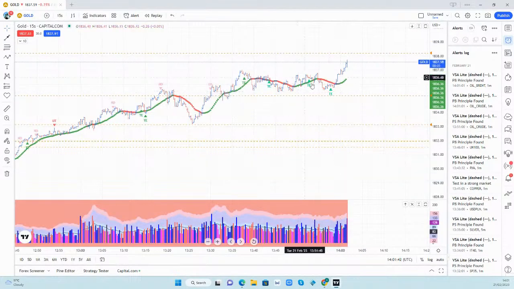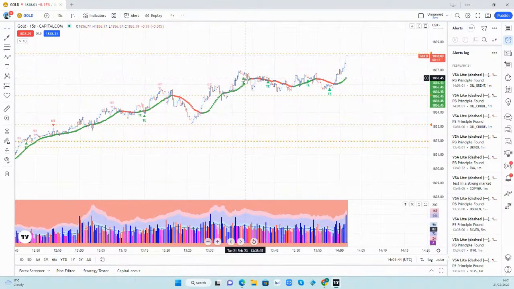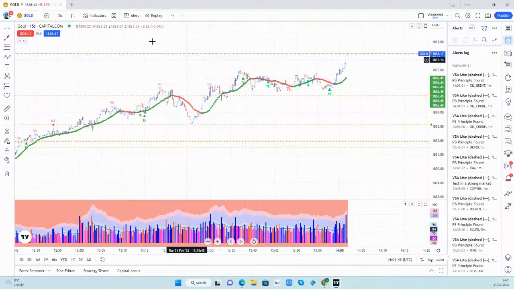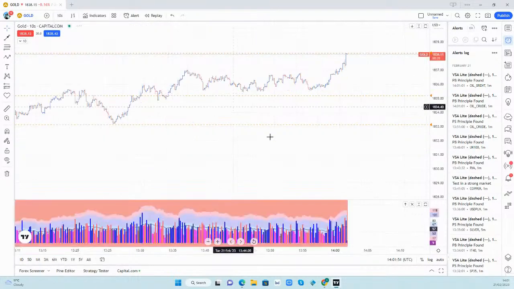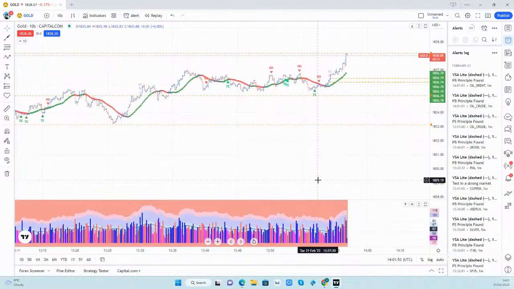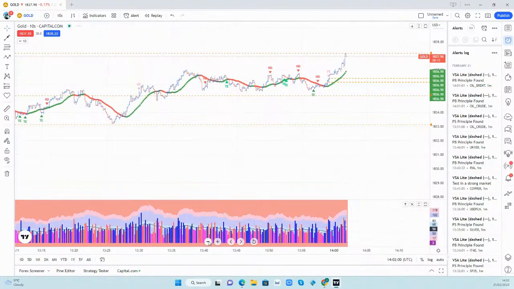15 second, a couple of three failed tests, and then that test is also there. 10 second, again, there was a test there. Try push it up.